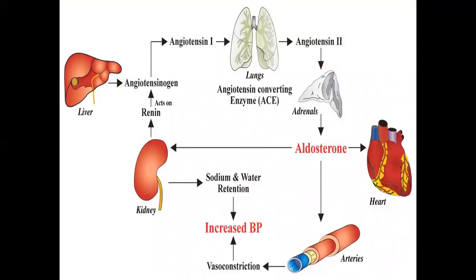So this is a mechanism which I have already covered in your class. Some of the students also have this mechanism. Like this is liver, kidney, heart. So we have to just understand what the function is in the heart in this renin-angiotensin system.